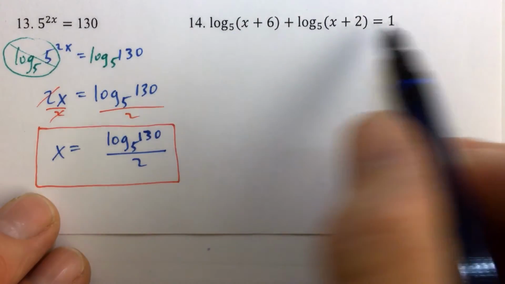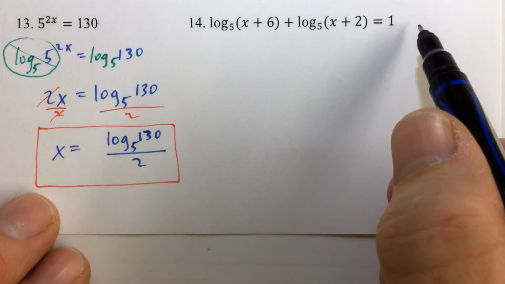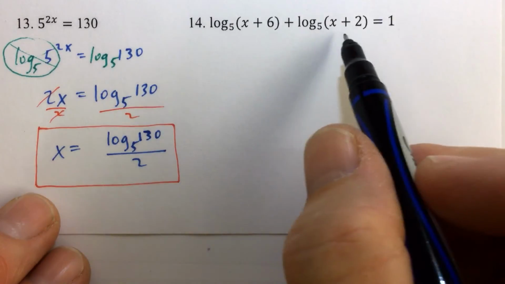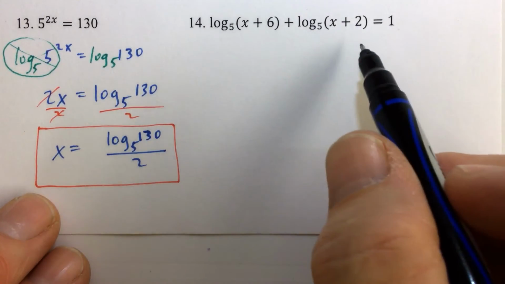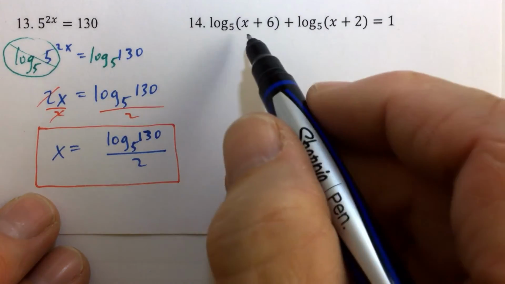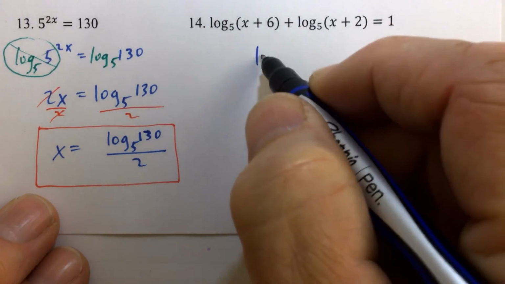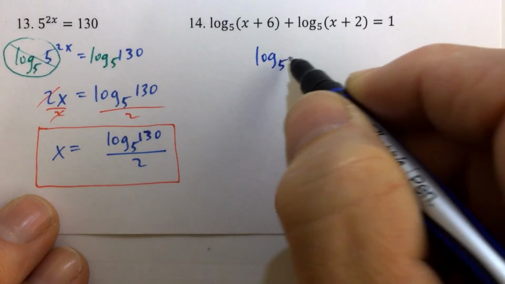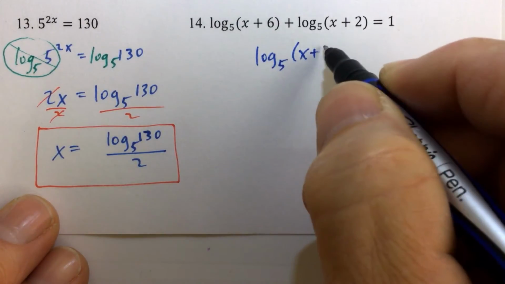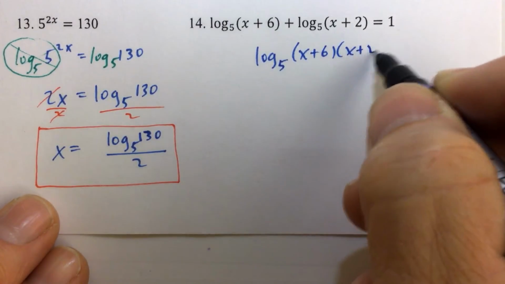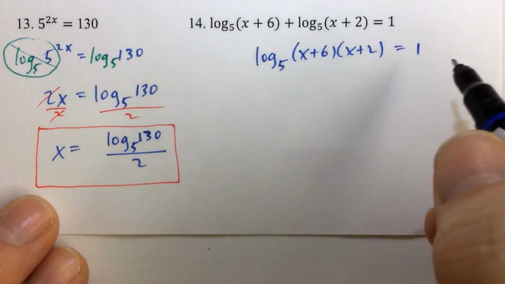We can't convert this to exponential form yet. We can only convert to exponential form when we have one log expression on the left side of the equal sign. So notice that we have the sum of the logs. The logs have the same base, and so we get the log of the product. The sum of the logs is the log of the product. So x plus 6 times x plus 2, and that is equal to 1.